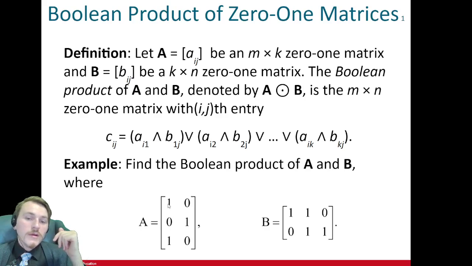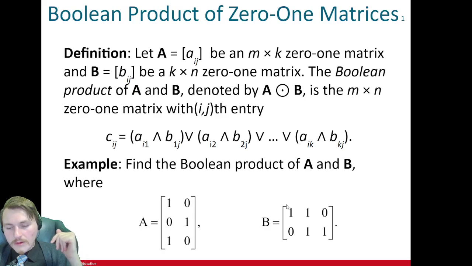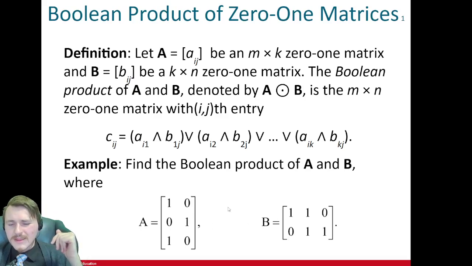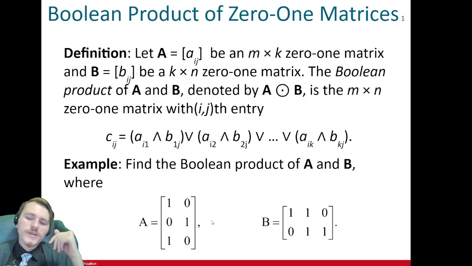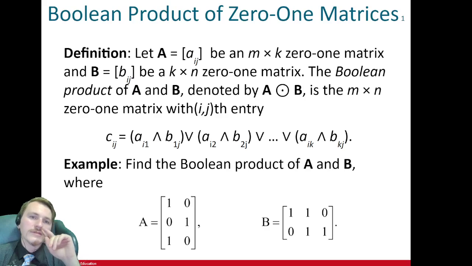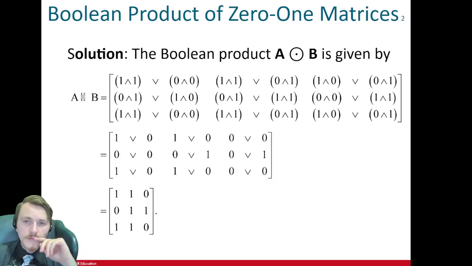So instead we do 1 and 1 or 0 and 0. Then 0 and 1 or 1 and 0. I think I said 0 or 0. The last one should have been 0 and 0. Right? That's it. Just replace the addition with or, replace the multiplication with and. That's all you do. If you understand normal matrix multiplication, you'll understand Boolean product. By understand, I mean memorize. Knowing why it works is not as trivial.